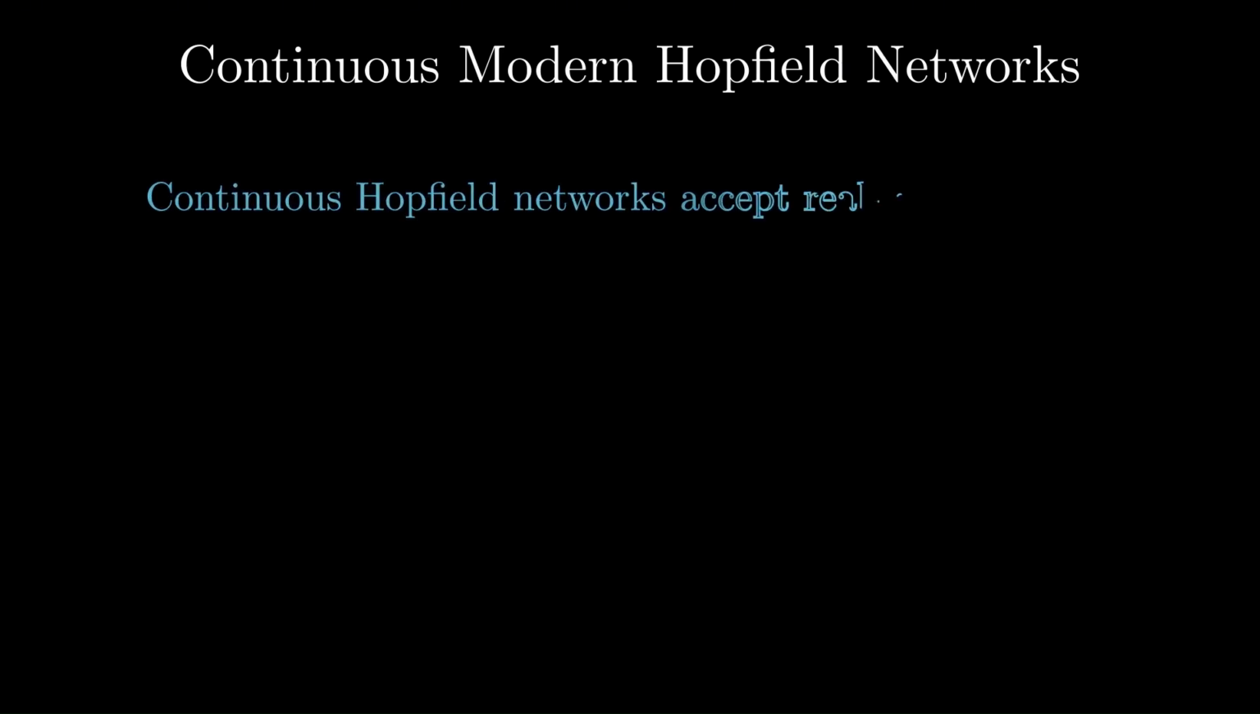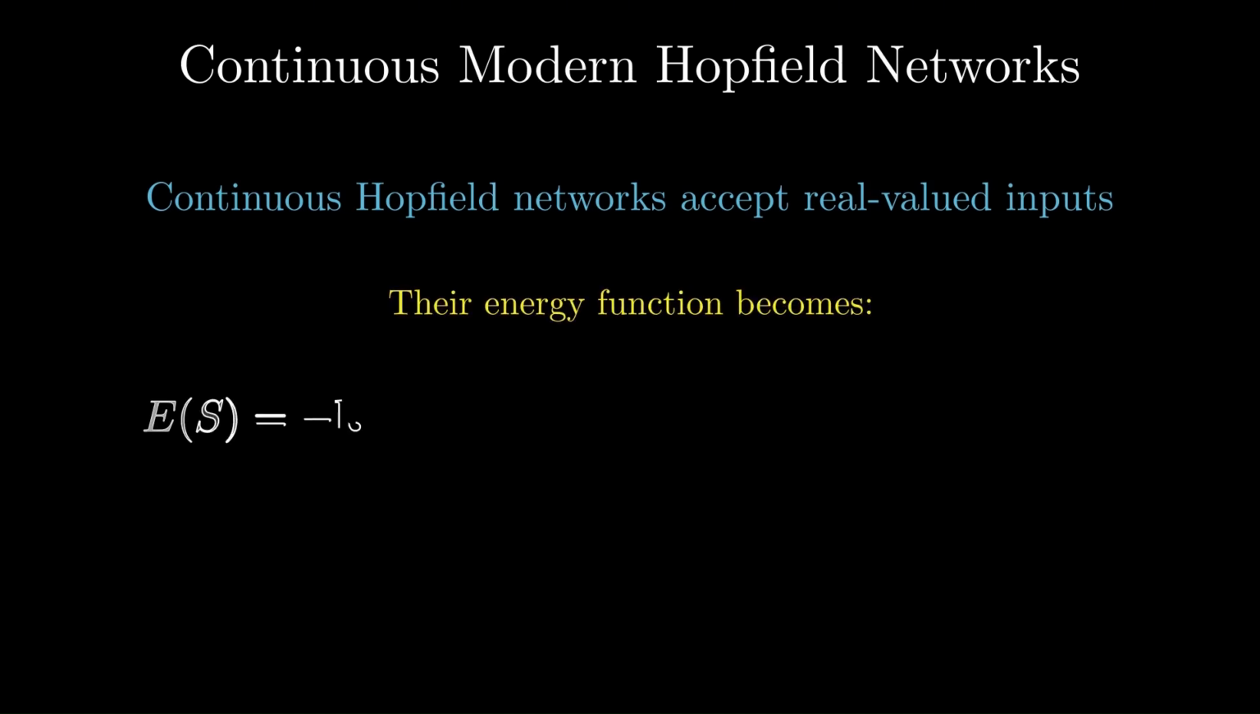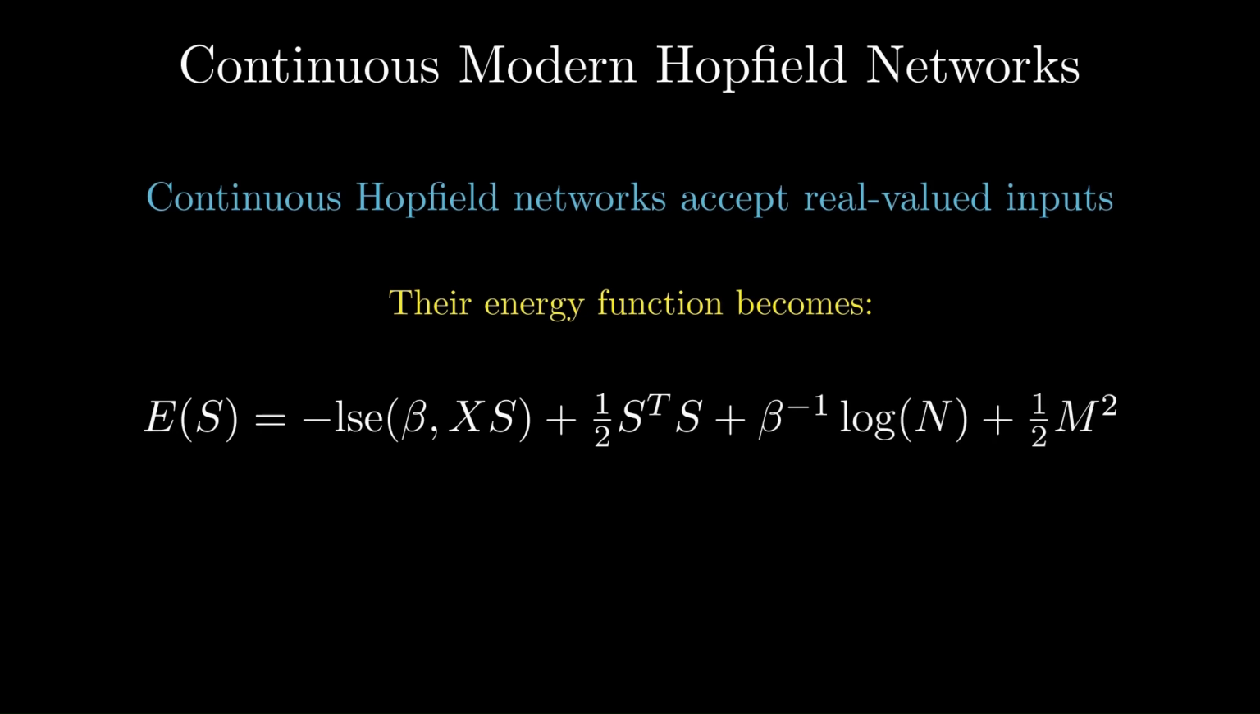Although the discrete modern Hopfield network overcomes the classic limits on capacity, spurious convergence, and scaling, it still requires binary inputs. To extend these same attractor dynamics to real-valued data, we now turn to the continuous Hopfield network. The energy function now becomes the one on the screen.